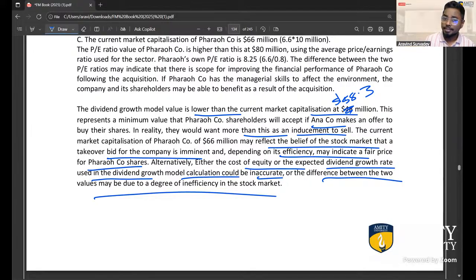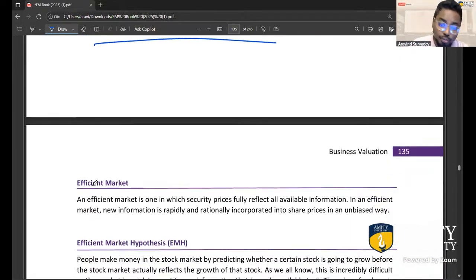That also, the fact that your dividend valuation model is giving you $5.83 per share and the market price of the share is $6.6 may be because of a degree of inefficiency, or it could be because one of the expected growth rates or something like that was not correct, because these are all forecasted numbers. Yeah. So keep that in mind. That's how you write such an answer.